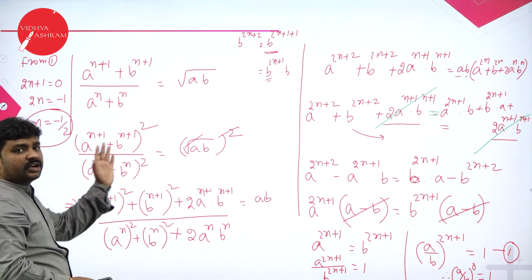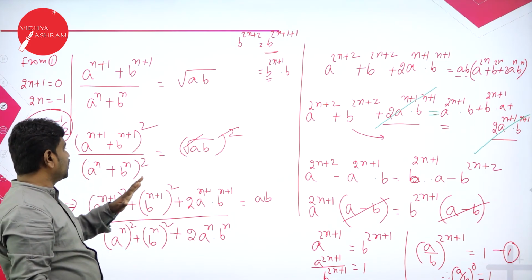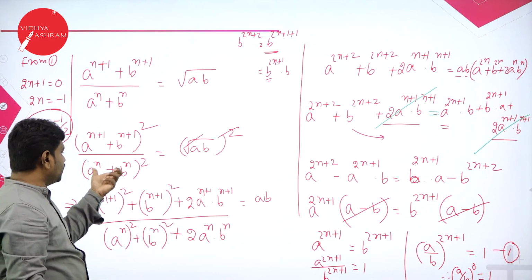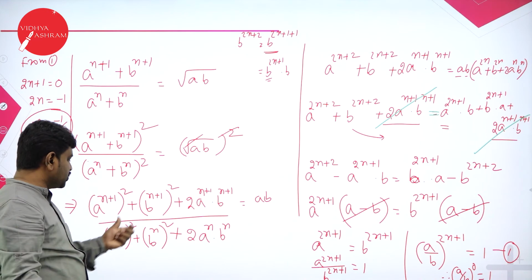Now what you should do? Square on both sides. So on the right side the square root vanishes, and here we have (a plus b) whole square, a square plus b square plus 2ab. The denominator also has (a plus b) whole square, a square plus b square plus 2ab.